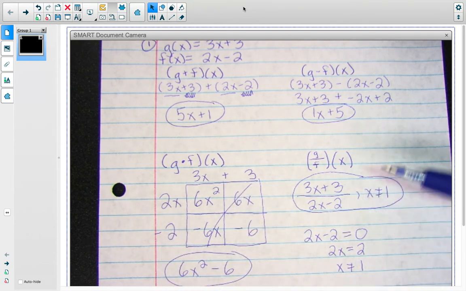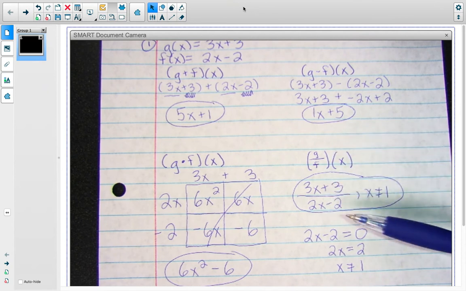And then for dividing, we just put the two functions on top of each other, but we do need to find where our denominator cannot be, because that'll cause a hole when we start the graph. Hole is H-O-L-E, so it'll create a hole. Okay, let's do another problem.